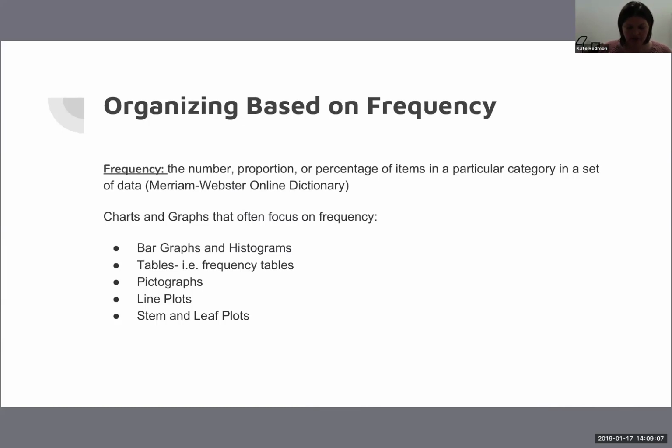Well, this is a common English word. Guys, if I ask you what a frequency is, any ideas? Most common? It's how often. So you could have a high frequency, then you'd be the most common, or you could have a low frequency, then maybe you didn't happen very often, but it's that idea of how often something happens. So from the Merriam-Webster Online Dictionary, I got this definition here: the number, proportion, or percentage of items in a particular category in a set of data. But the idea here is just how often something happens.